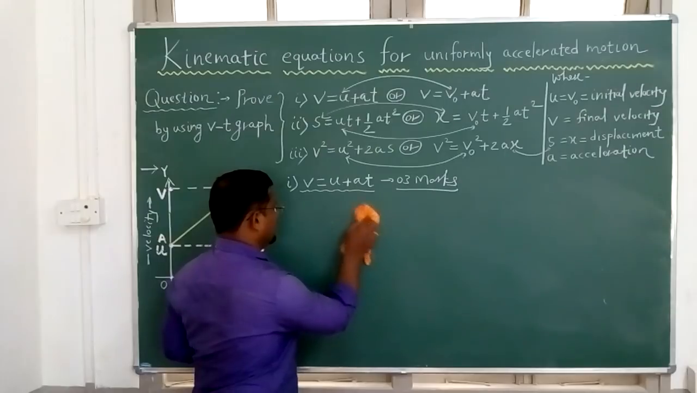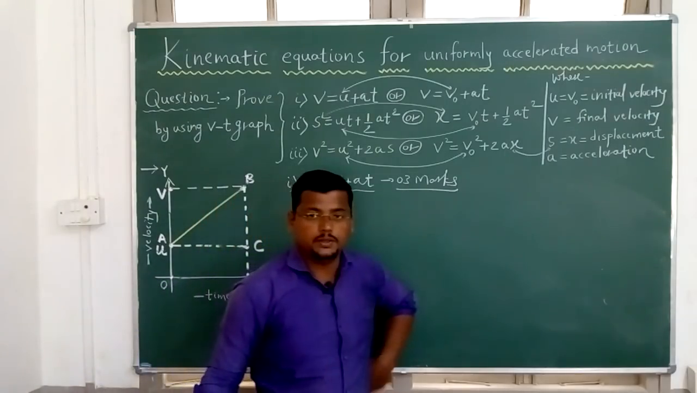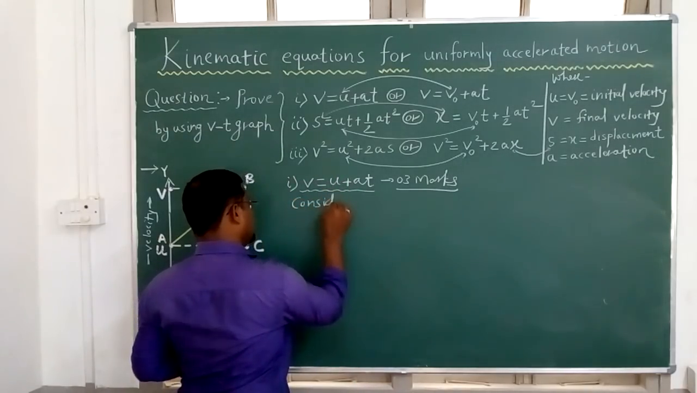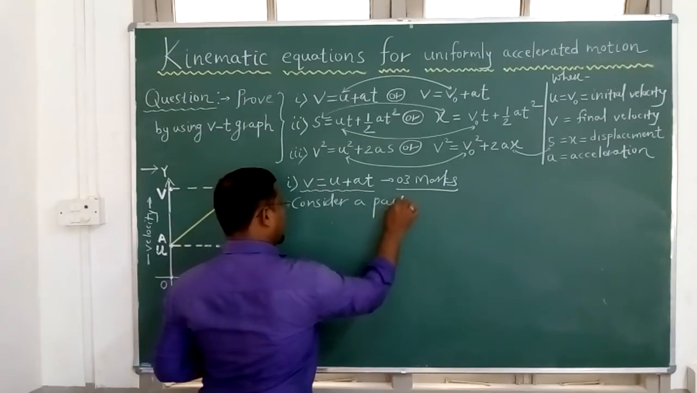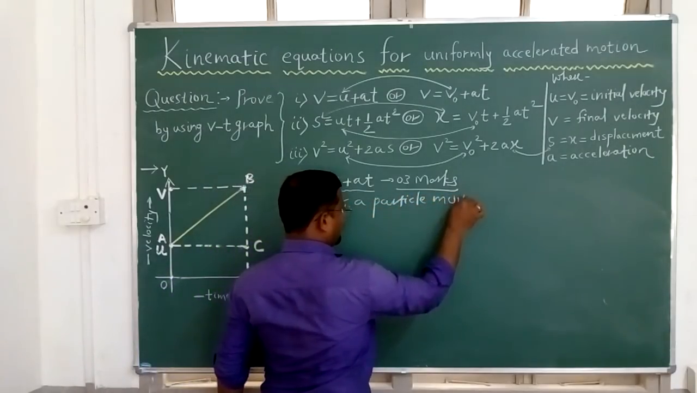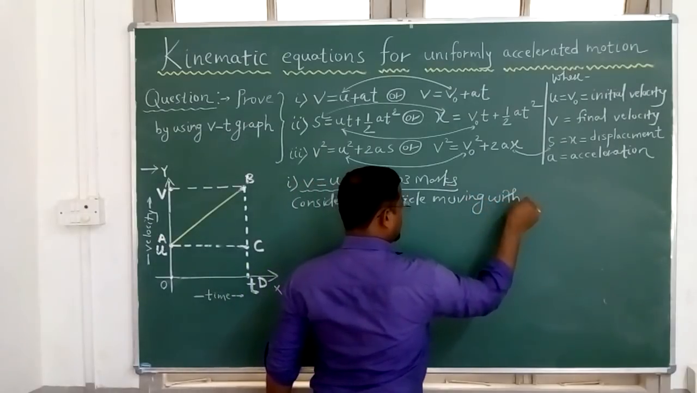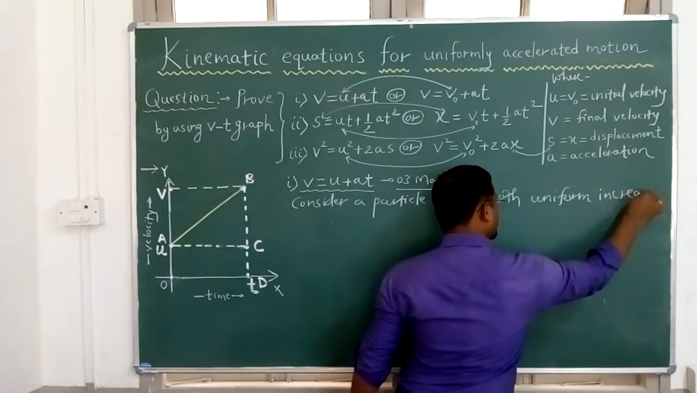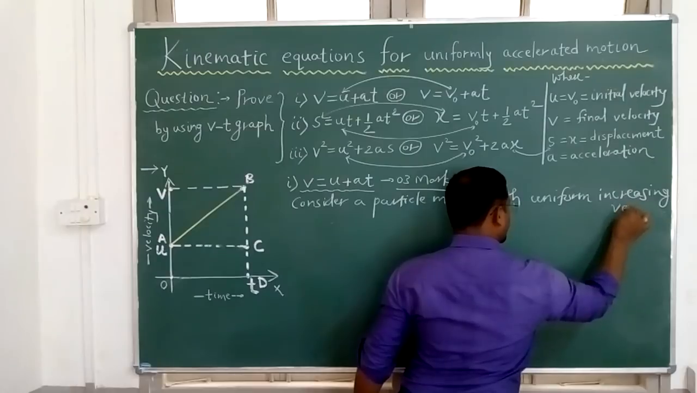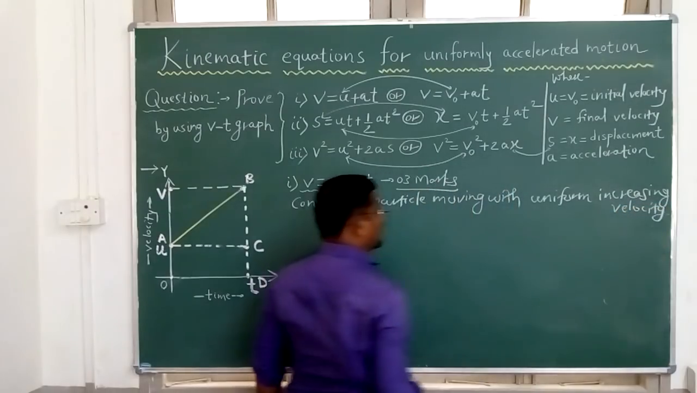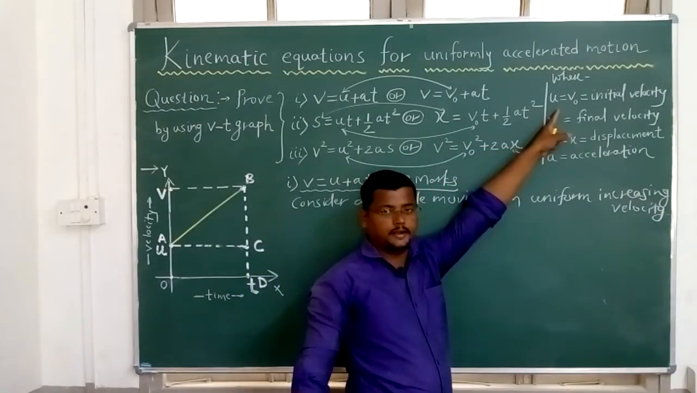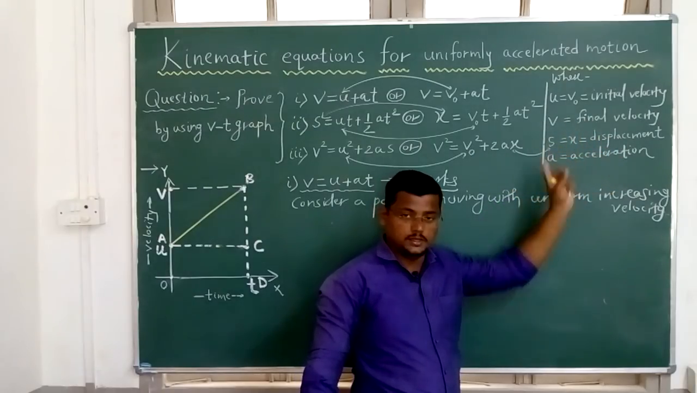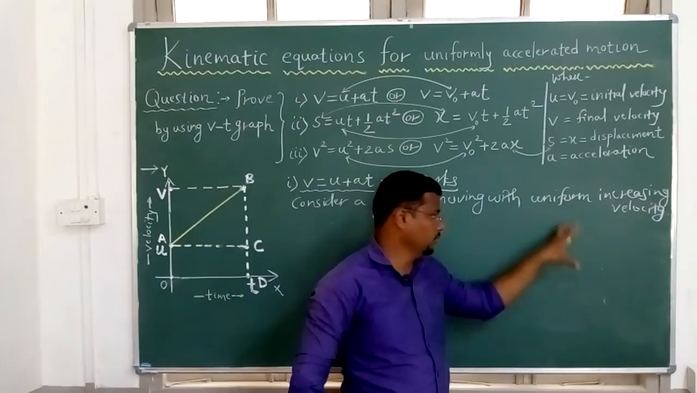So in your derivation you have to write now, consider a particle moving with uniform increasing velocity. Like this you have to write here: consider a body, or consider a particle moving with uniform increasing velocity. So what is initial velocity? You can write here: let u equal to initial velocity, v equal to final velocity, a is acceleration, s is displacement. Everything you have to write here below this line.